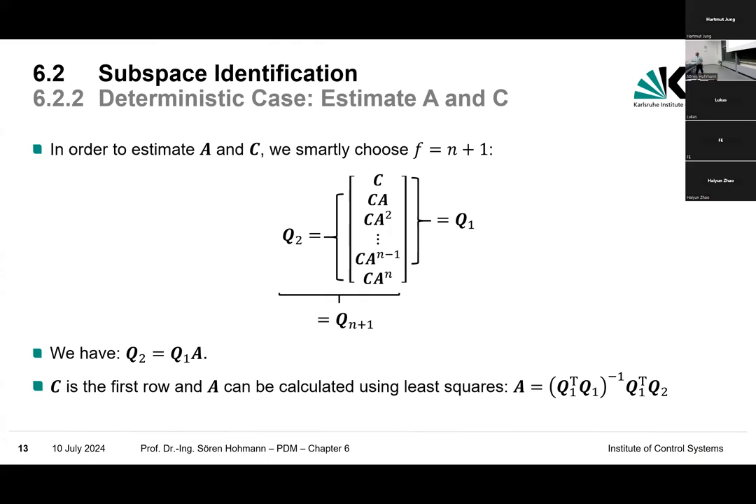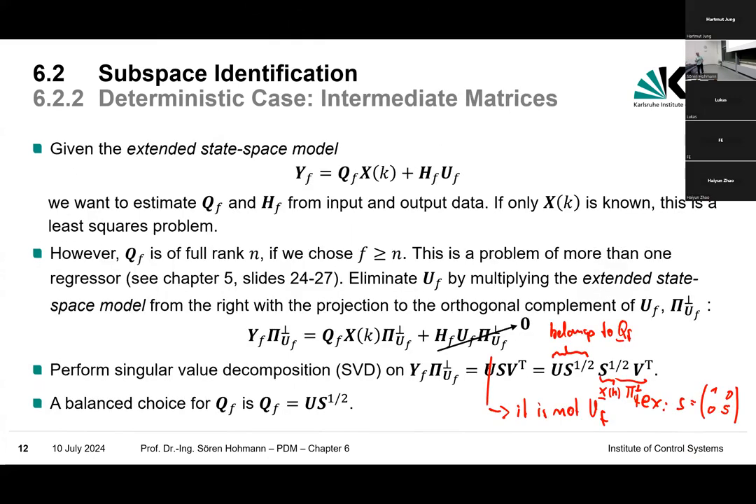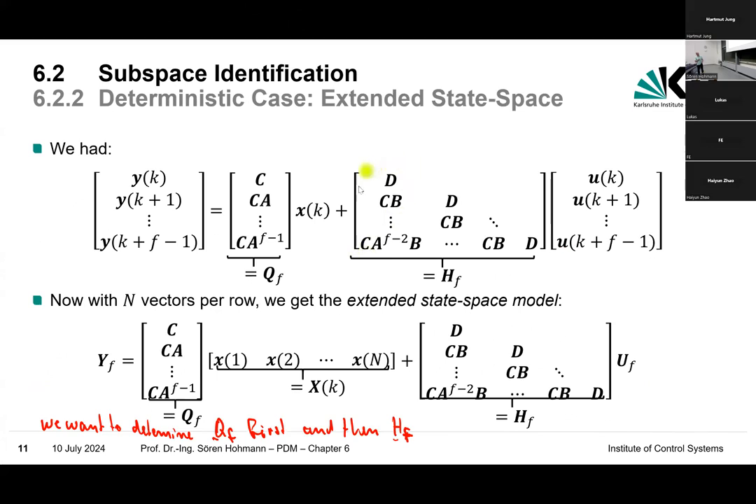And that's where I want to stop. Of course, you can imagine the same if you get HF in a similar way, because you annihilate X, then you get D out of HF, and CB, C is given, D is then given. You again have a least squares problem to get B. So with such a procedure, you're capable to calculate A, B, C, D.